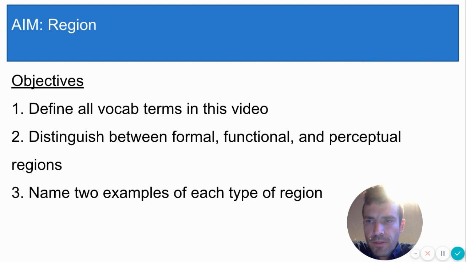In the previous video, you learned about location and place, two of the 5 themes of human geography. Today you'll learn about a third one called region. And here are your objectives. Define all the vocab terms. Distinguish between 3 types of regions, formal, functional, and perceptual. And give 2 examples of each type of region. Pause the video, look these over, get ready to copy some vocab and take some notes.